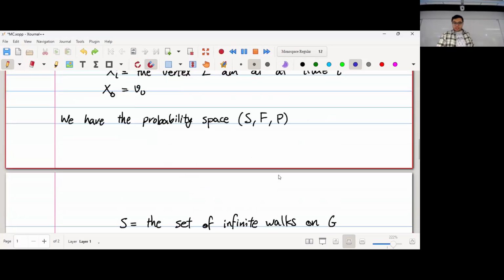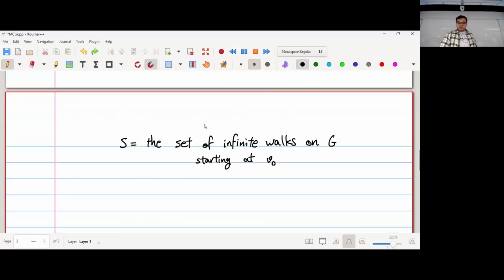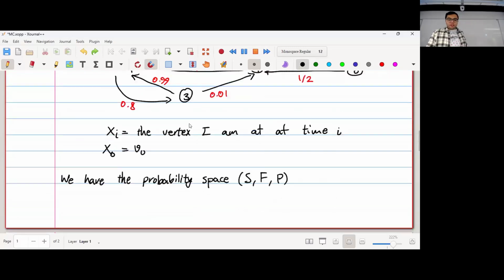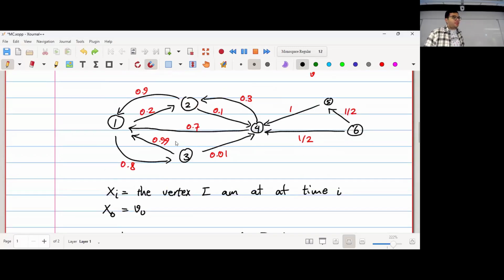So now, based on this, I want to define what's an event. Here's what I would do. Let's say I have a finite path instead of an infinite path. Can I intuitively assign a probability to a finite path? Yes, because if I, for example, want to look at the path 1, 2, 4, what is the probability that I take 1, 2, 4? It's just the product of the probabilities on the edges. So 0.2 times 0.1.